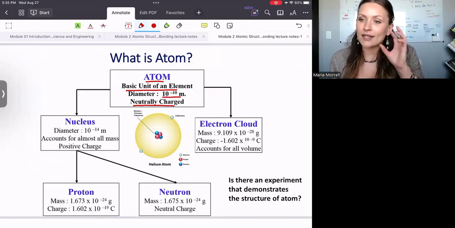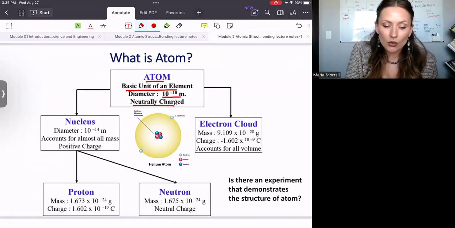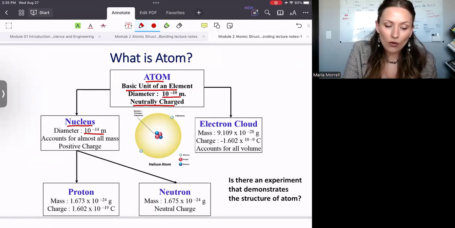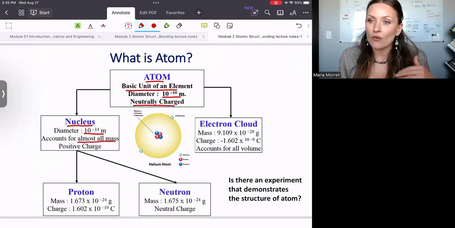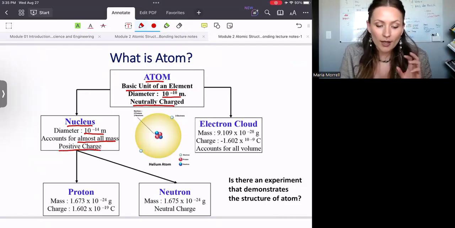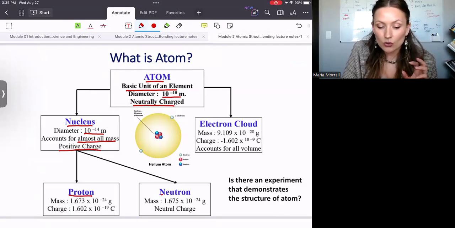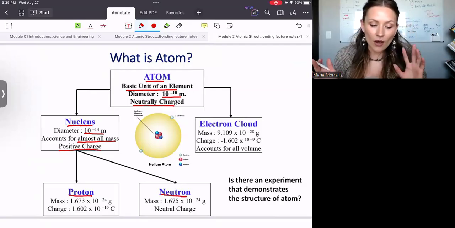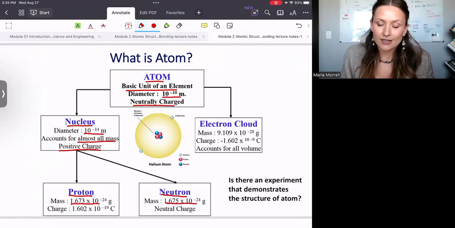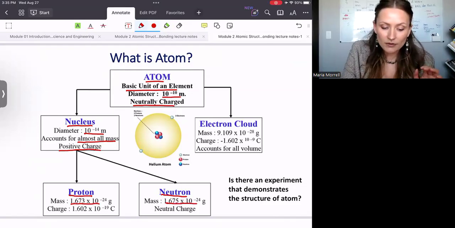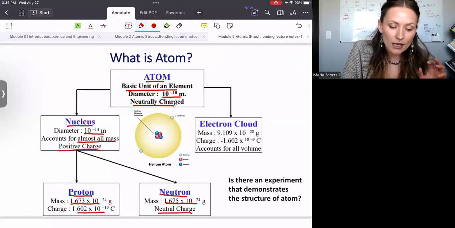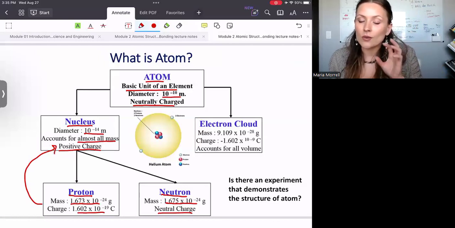At the core, at the center of the atom, we have a nucleus, which is very, very small. That nucleus accounts for almost all mass of the atom. We also know that it is positively charged. Why? Because it hosts protons and neutrons. The mass of either proton and neutron is very, very similar. You can see the numbers right here, but the major difference is the charge. Protons are positively charged, whereas neutrons are neutrally charged, meaning that the nucleus is positively charged due to the protons in it.